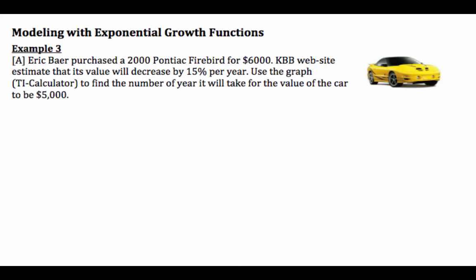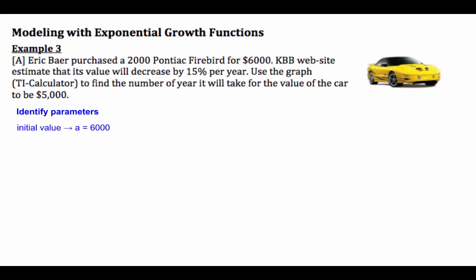Right, looks kind of similar to what we did before, but in this case, it's decreasing. So it is actually, oops, that should read decay, modeling with exponential decay functions. Sorry, could you change that please to decay? Very good. All right, first identify the parameters.